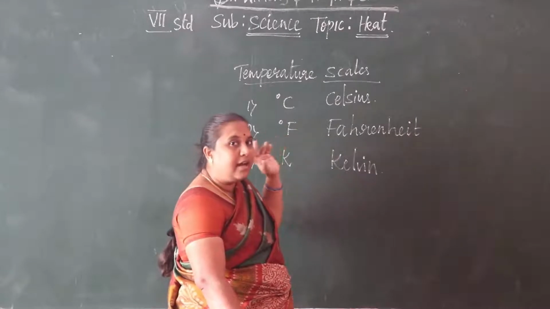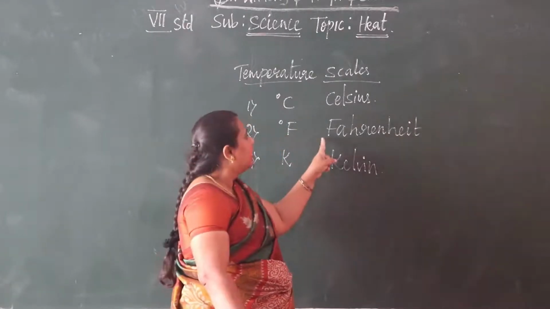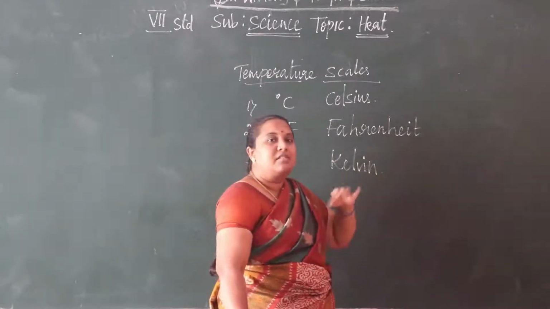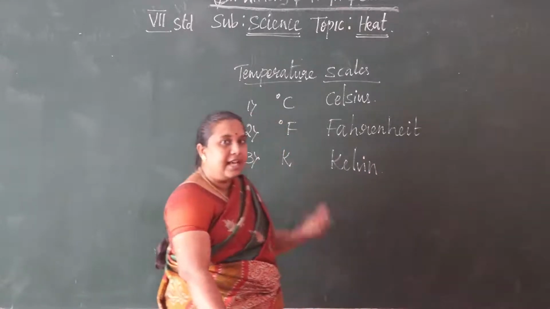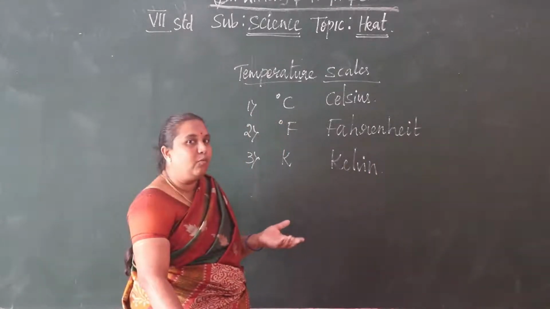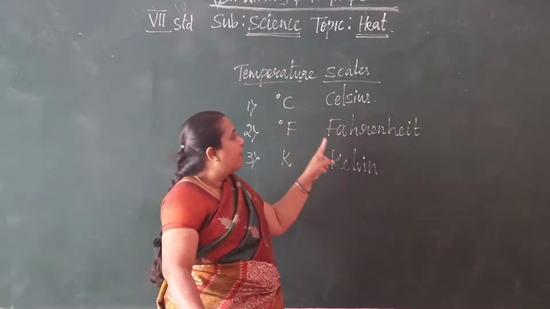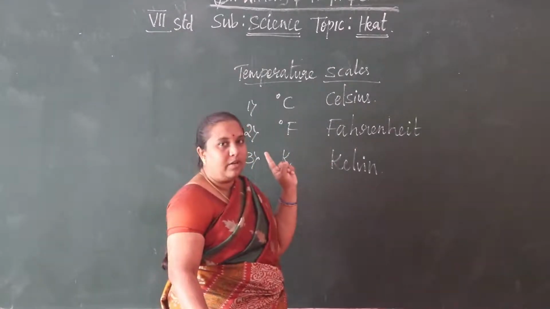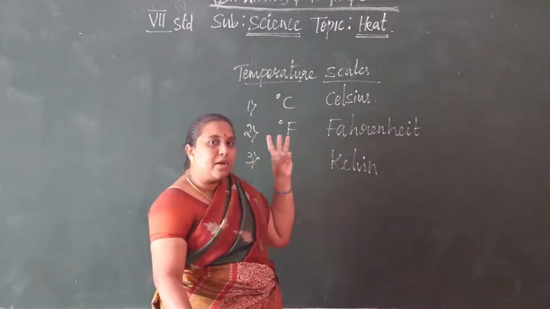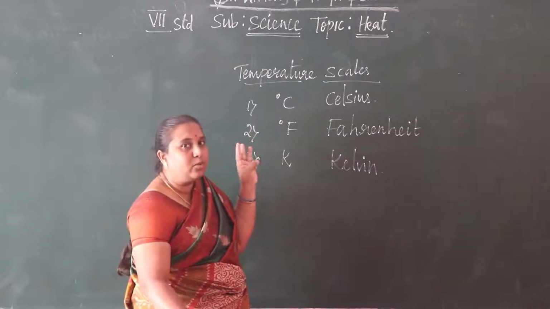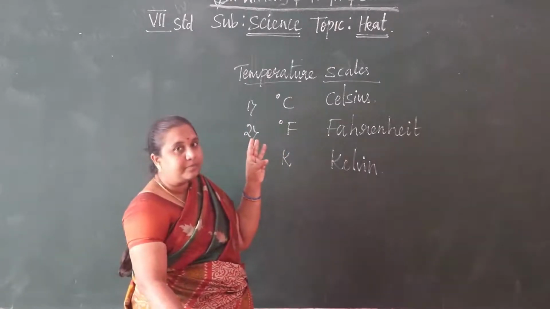Then only you can get the spellings. Fahrenheit. Pronounce the word, say the spellings and write the word. Celsius, Fahrenheit and Kelvin. So what are the three types of temperature scales we are using to measure the temperature?